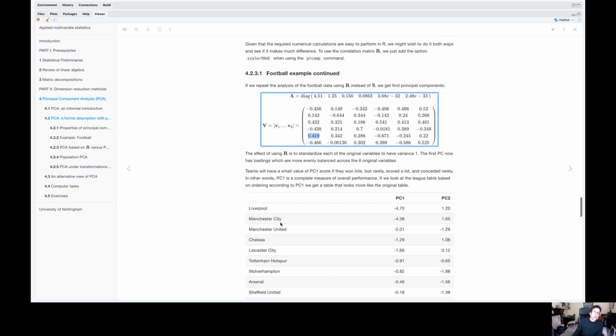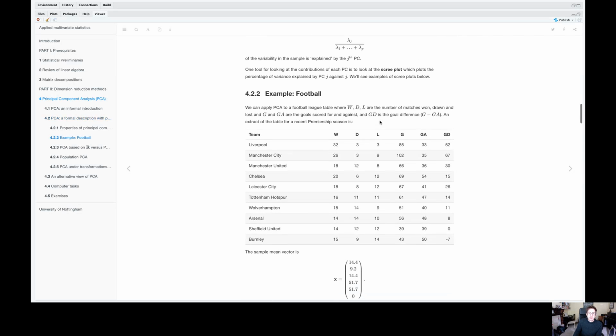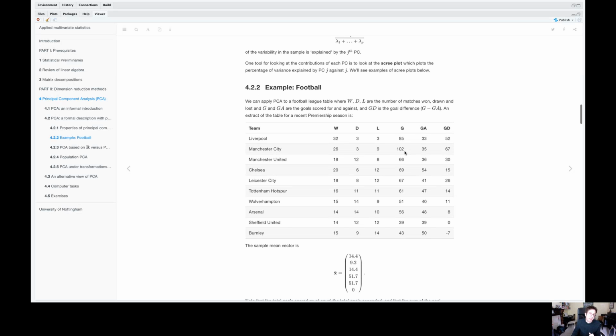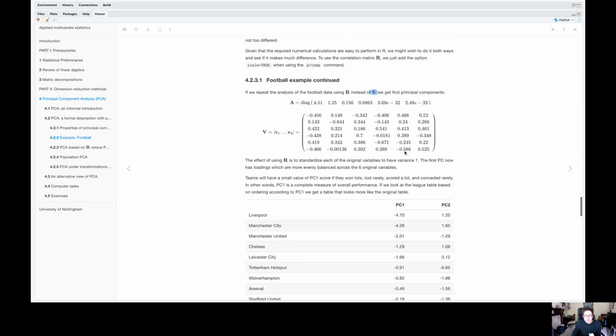Doing PCA on the correlation matrix rather than the covariance matrix gives, to me, a much more pleasing analysis here. I think it makes sense to use R instead of S, in that if we go back to the original table, the number of games lost is quite small compared to the number of goals scored. So the variables have different scales to begin with. By using the correlation matrix, we rescale all the variables to make them all equally important in the analysis, and I think that gives a more pleasing form of PCA in this case.